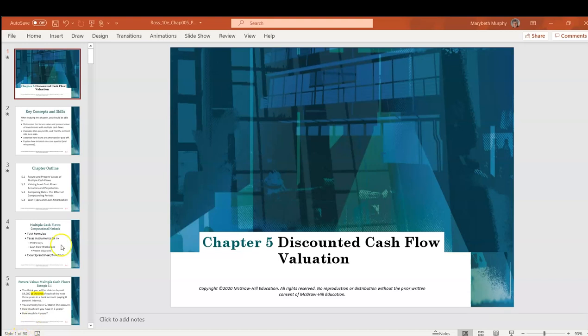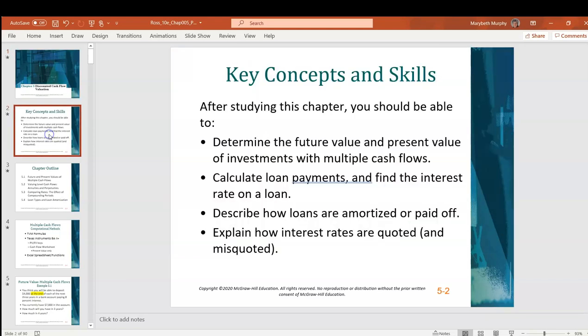Chapter 5, Discounted Cash Flow Valuation. In this chapter, we're going to extend what we did in Chapter 4.